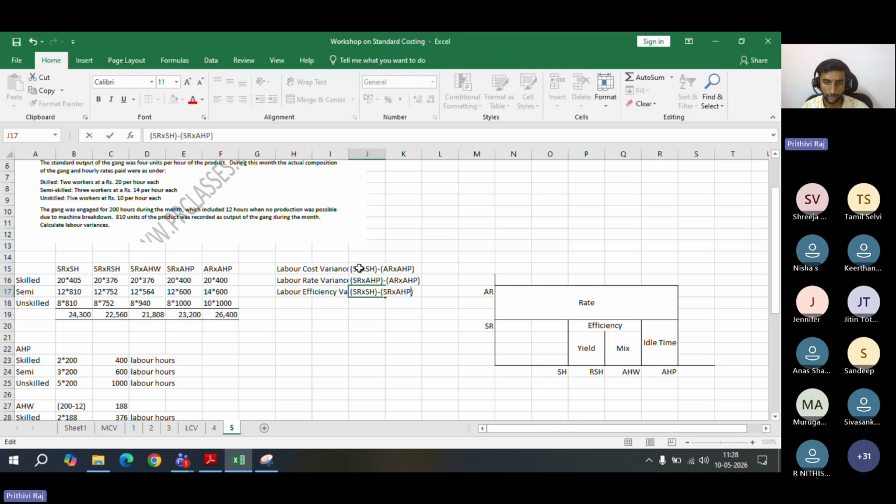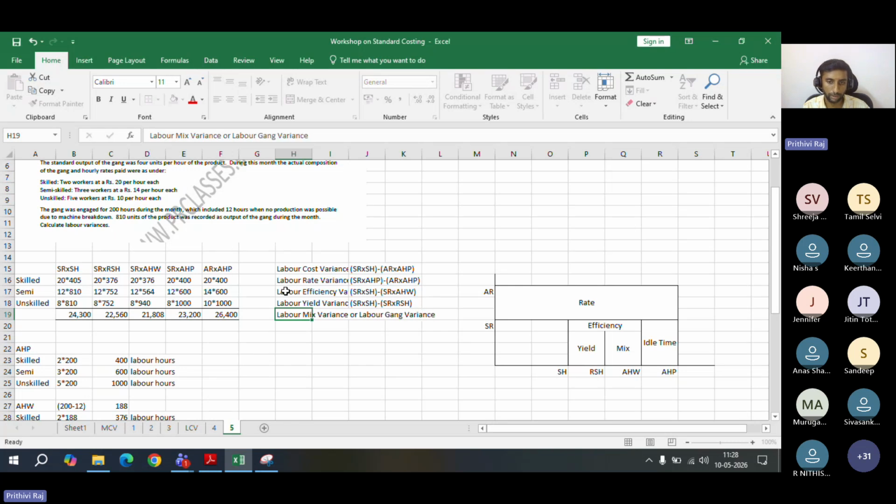This efficiency is again split into labor yield variance. Labor yield variance, whose other name is labor sub-efficiency variance. The formula is SR into SH minus SR into RSH. Next one is labor mix variance.